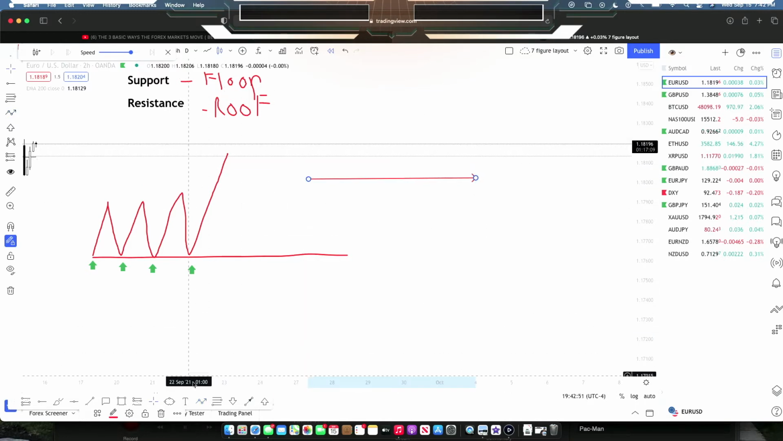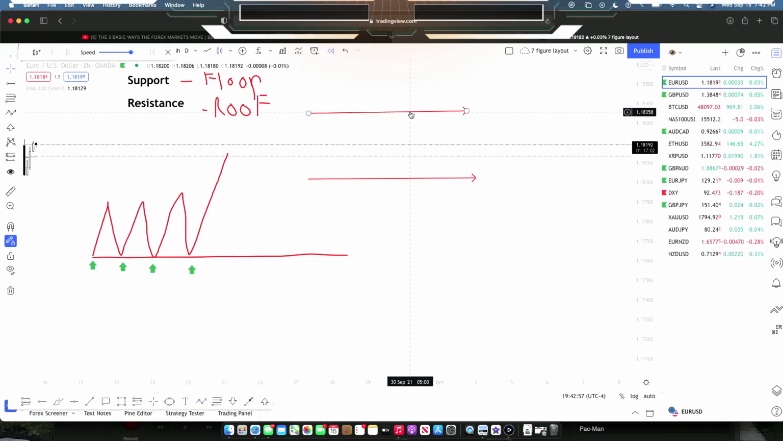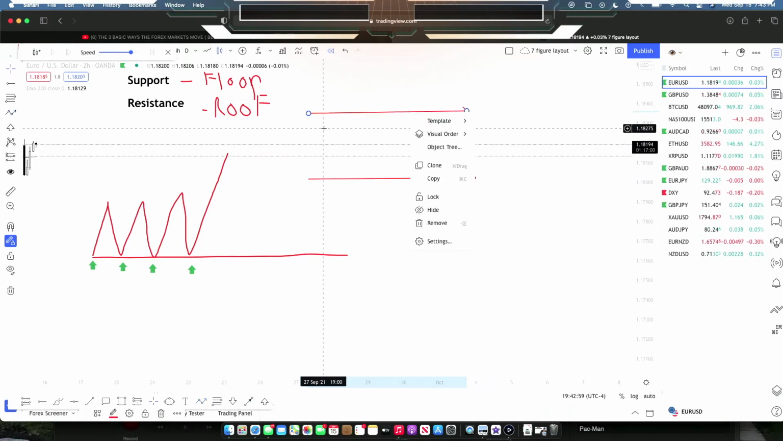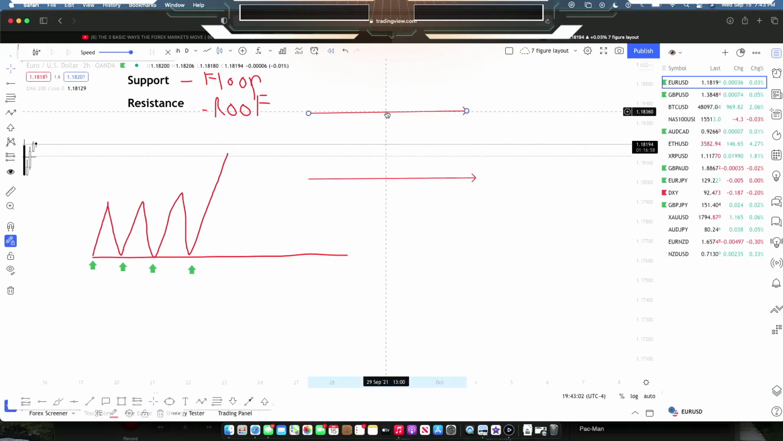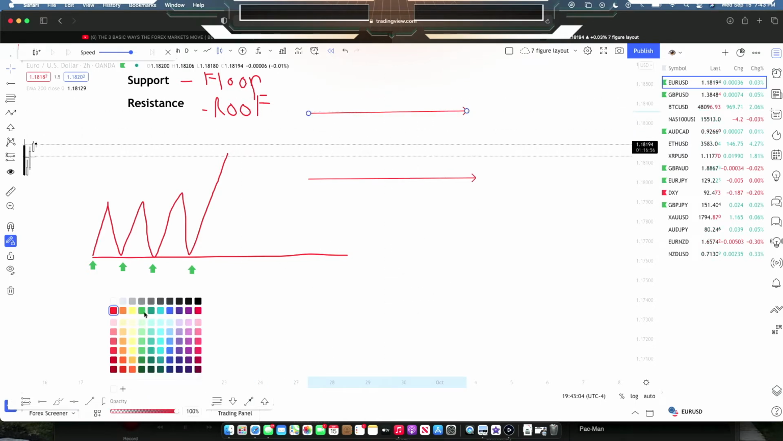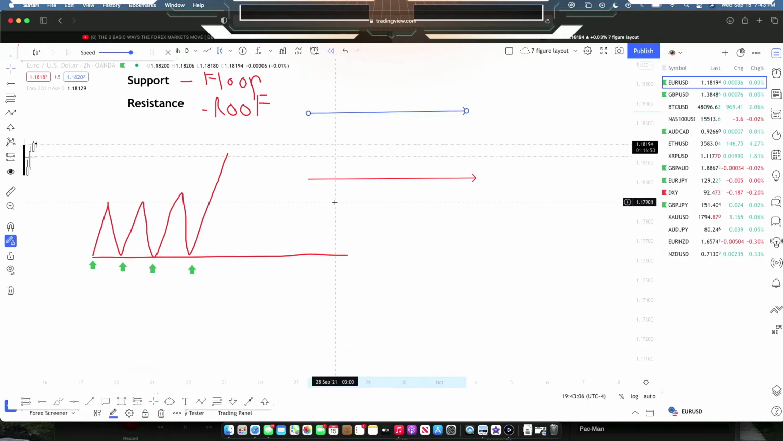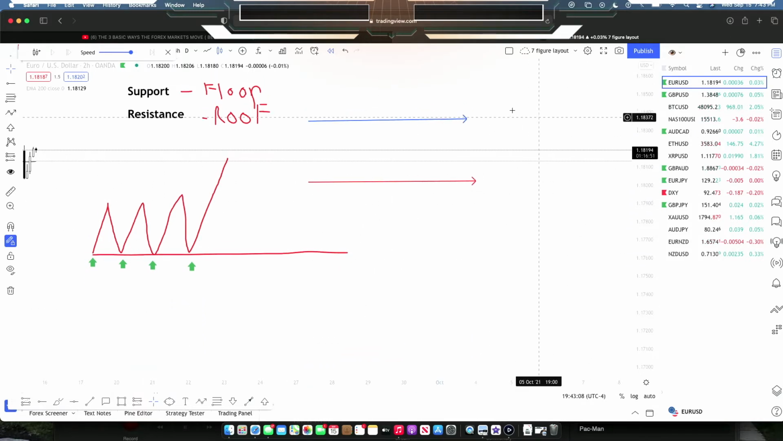All right, and then at the top, I'm going to make this line blue. Let's make this blue, and this is going to indicate my resistance. So now I have my support and resistance lines drawn up, right?